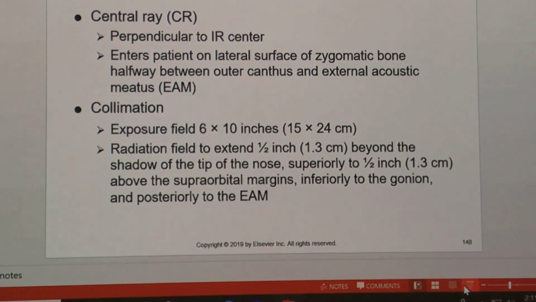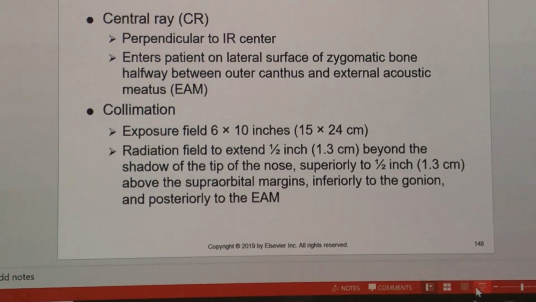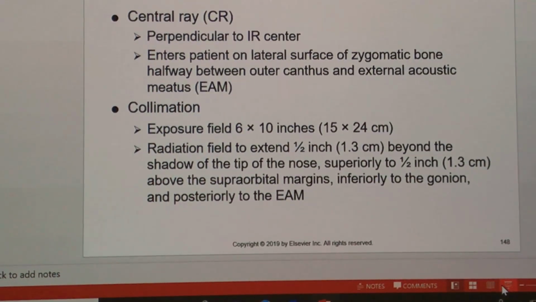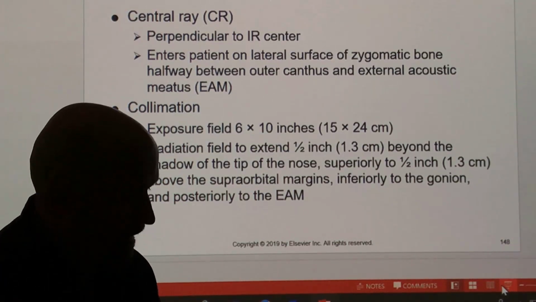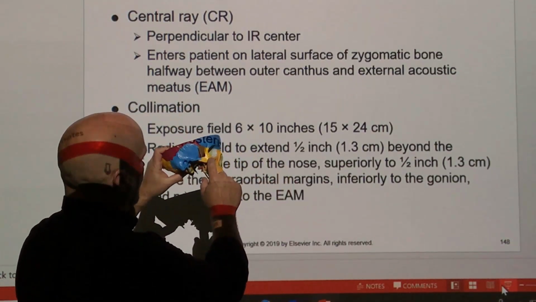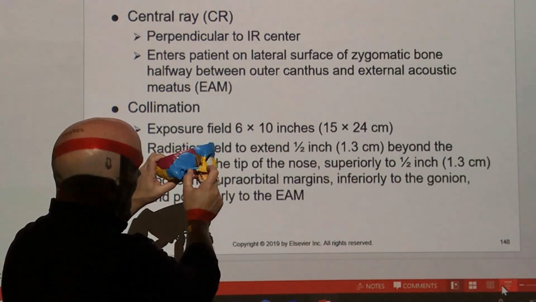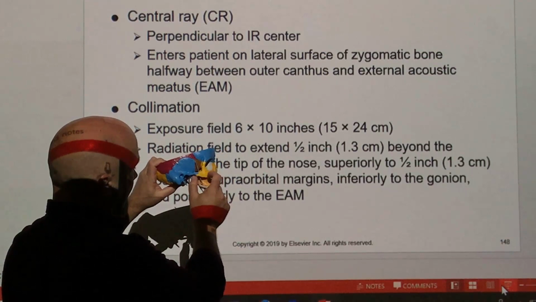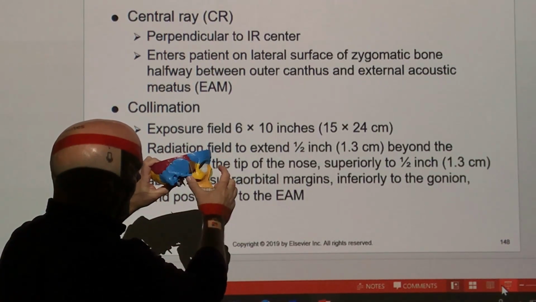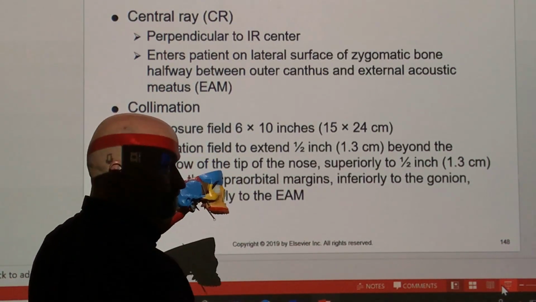Where we're going to put the central ray for the lateral facial bones is going to be a little bit more anterior. So still perpendicular to the image receptor, but instead of entering 2 inches above the EAM, it's going to enter on the lateral surface of the zygomatic bone. So zygomatic bone here, lateral surface right there, opening up your collimation to make sure that you get the temporal portion of the zygomatic bone here all the way out to the nasal bones.